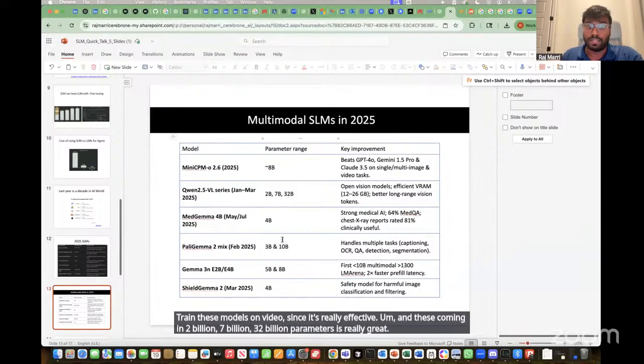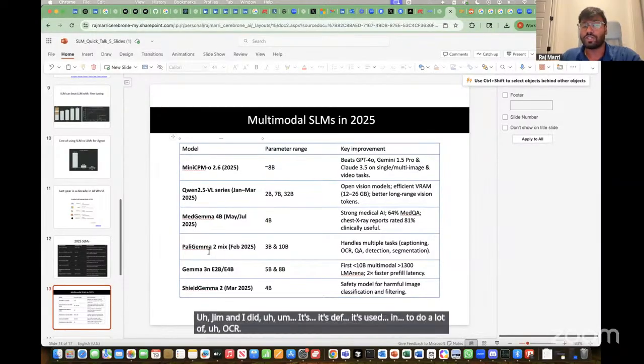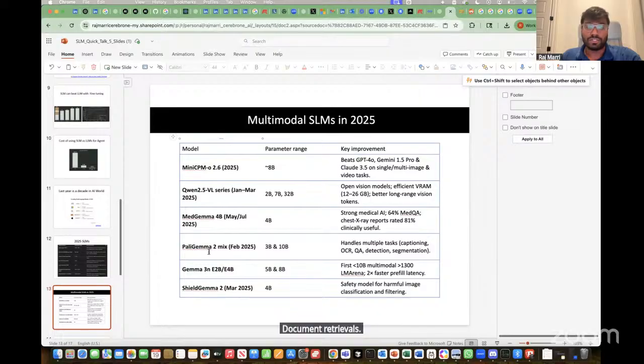MedGemma is also multimodal. PaliGemma is actually from Gemini. It's used to do a lot of OCR, document retrieval, and segmentation. These are some things that you could do.